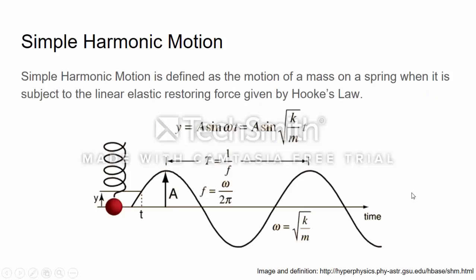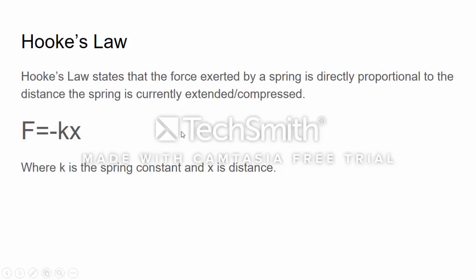Simple harmonic motion is defined as the motion of a mass on a spring when it is subject to the linear elastic restoring force given by Hooke's law. So just a summary of some of the things we'll get into. Hooke's law states that the force exerted by a spring is directly proportional, varying with k, to the distance the spring is currently extended or compressed. This is basically force equals negative kx, where k is the spring constant and x is distance in meters.